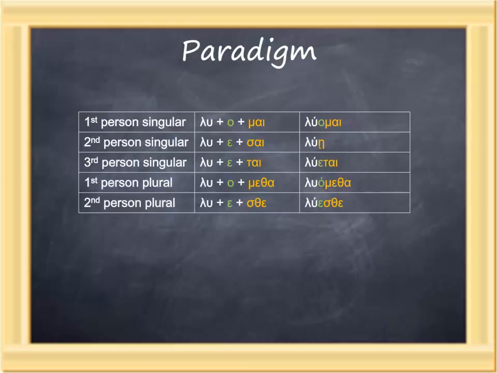The form of the second person plural adds an epsilon to the sthe ending. The form is luesthe. And in the third person plural, an omicron is added before the nu of ntai, and the form is luontai. In the present passives, the connecting vowels are much more obvious than they are in the present actives, with the exception of that pesky second person singular.